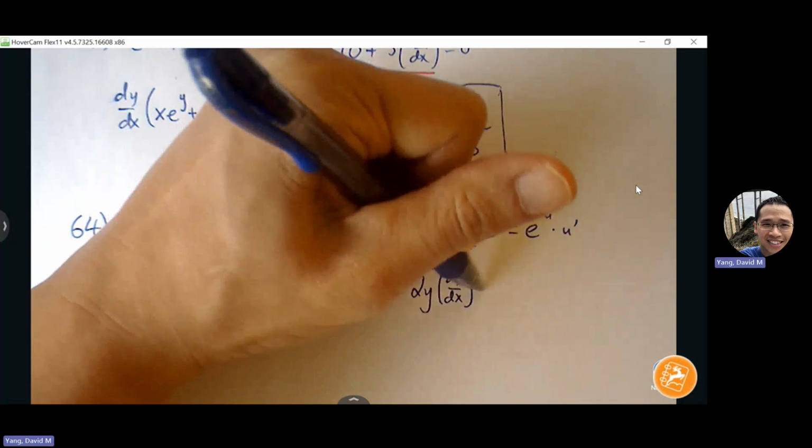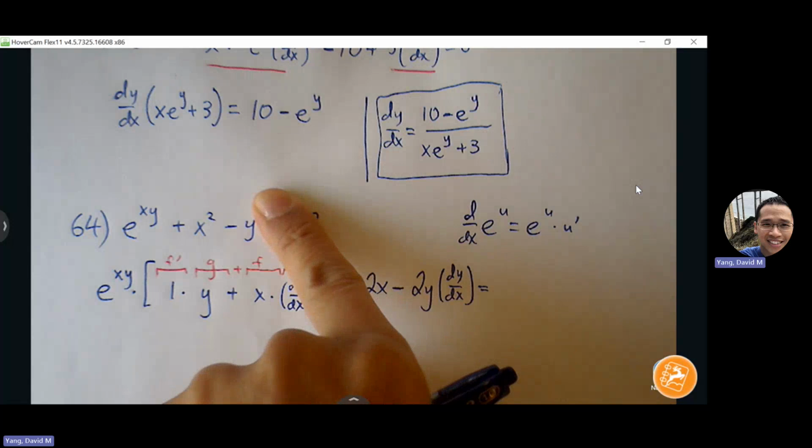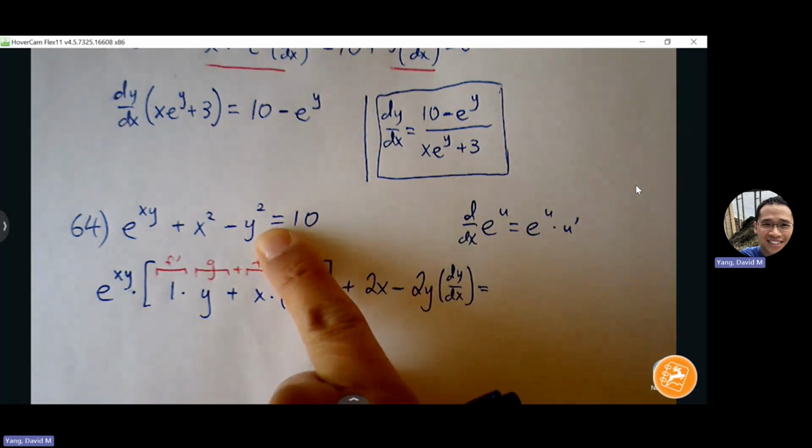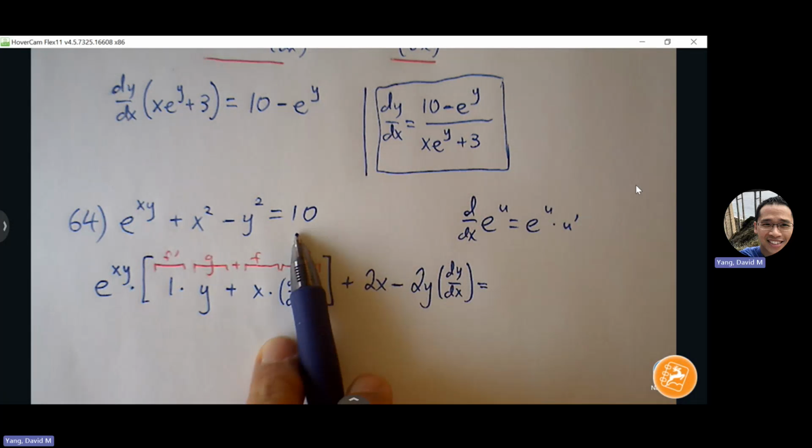The y doesn't go away, not unless it goes away by itself. Now, if it was y to the first power, or if it was 2y, for instance, the derivative of 2y would be 2 dy dx. So we always find the derivative first, and then we attach dy dx. Equals what? 0.